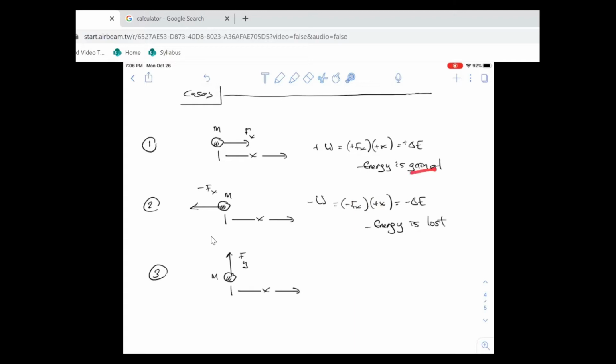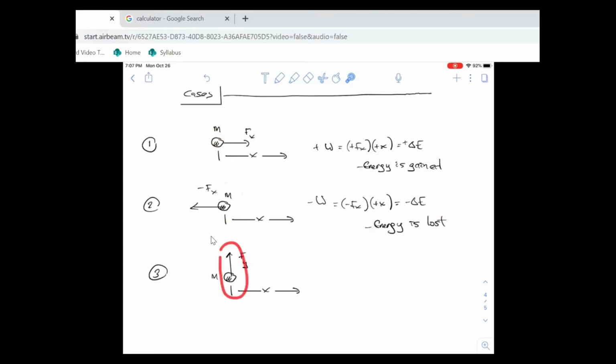Okay, guys, when we say energy is gained, energy is gained by the mass. Just remember, because you're applying a force on the mass, the energy is going to get transferred to the mass. When energy is lost, you're applying a force on the mass, so the energy is going to be taken away from the mass. So the mass is the one that's going to end up losing the energy.